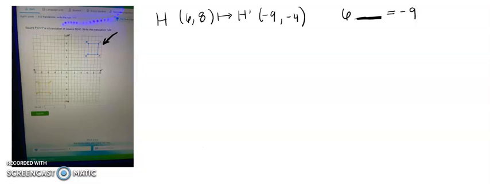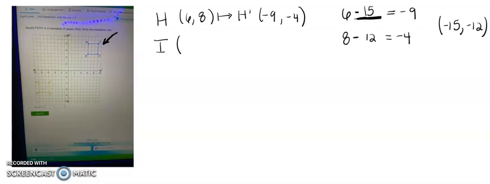I know that 6 minus 15 is -9. And then how do we get from 8 to -4? We did 8, and that's a negative number, so I know I did minus 12. So 8 minus 12 is -4. So I think my rule is (-15, -12). But I need to check the other points to make sure.